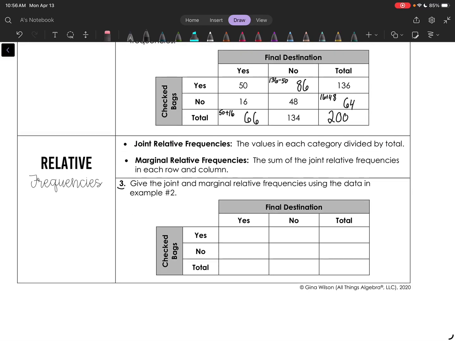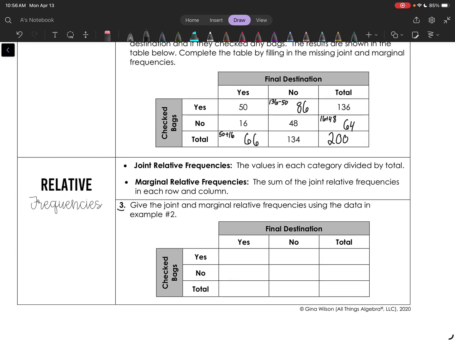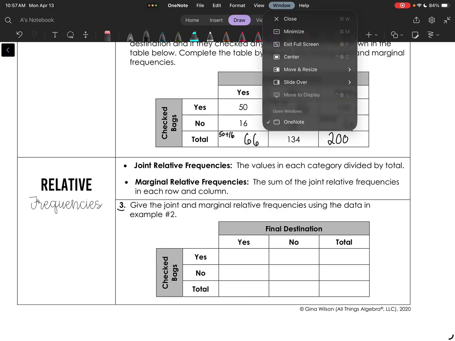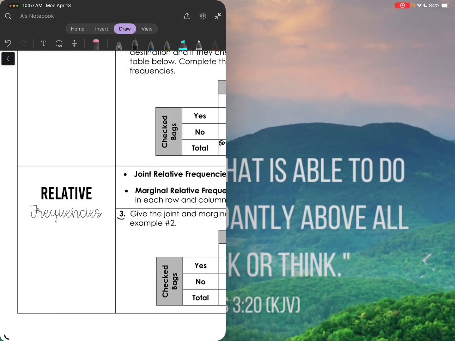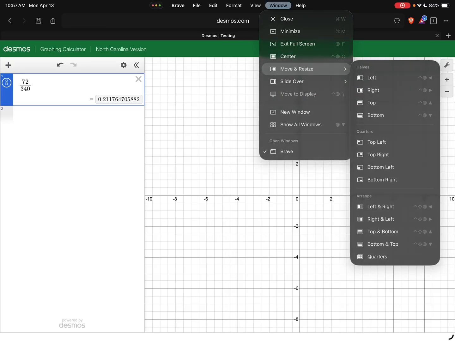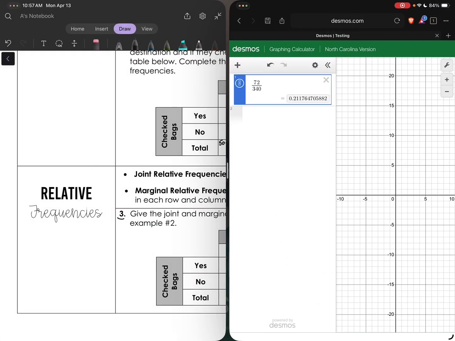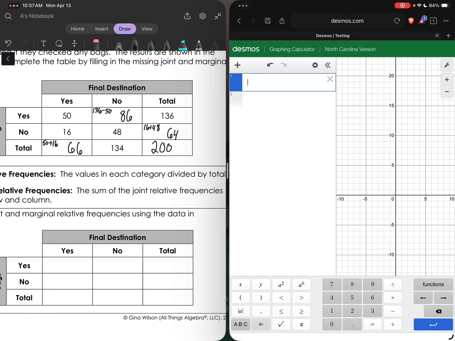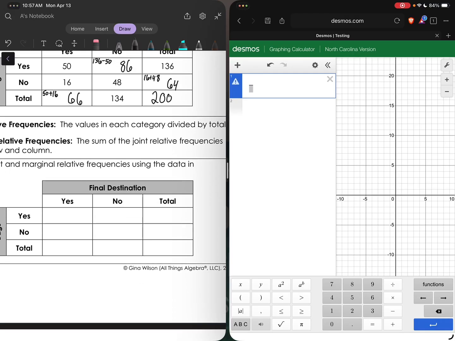Now, based on number 2, I want to give the joint and marginal relative frequencies using the data from the example. Now, that's a lot of big words. It sounds really hard. It is not hard at all. Here's what I'm going to do. I'm going to open Desmos. So, here is Desmos. The main thing to remember, the total column is my denominator. So in this case, 200.